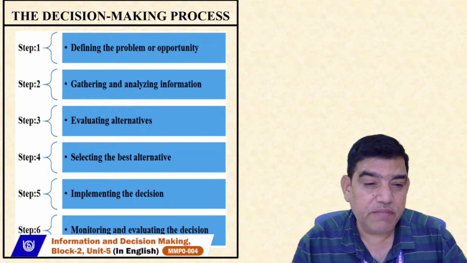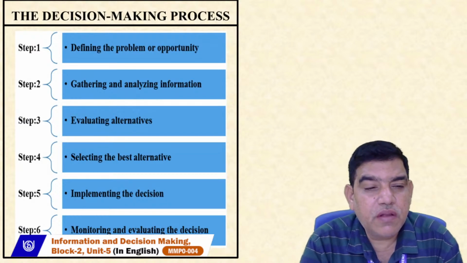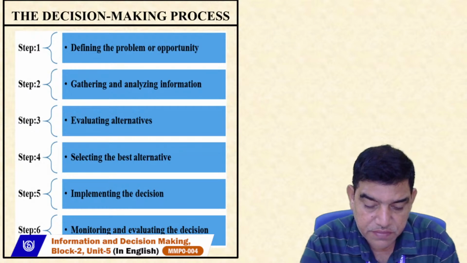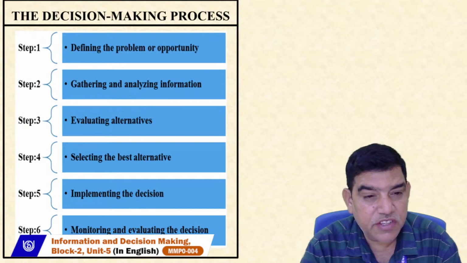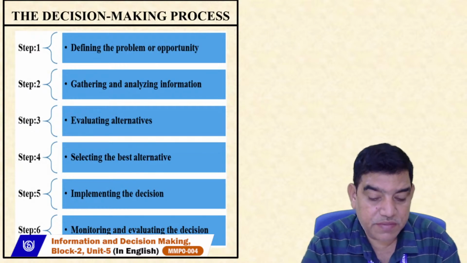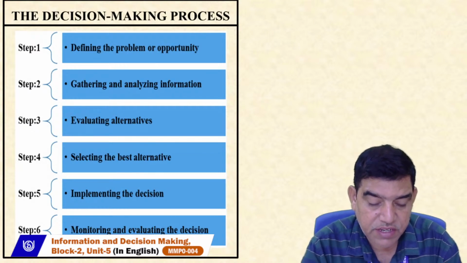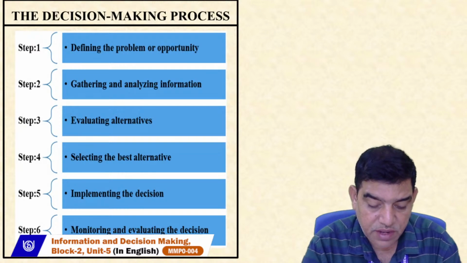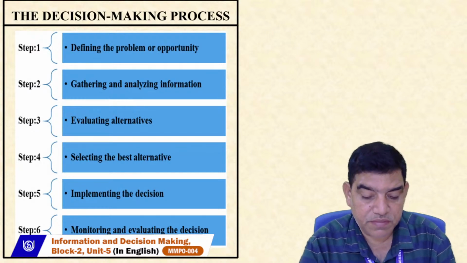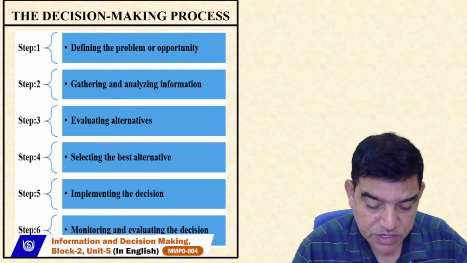So implementing the decision is the fifth step. This step is useful for the effective implementation of a decision. That is, assign responsibilities, communicate the decision, allocate resources, create an action plan. So these are the important concepts we discuss here.